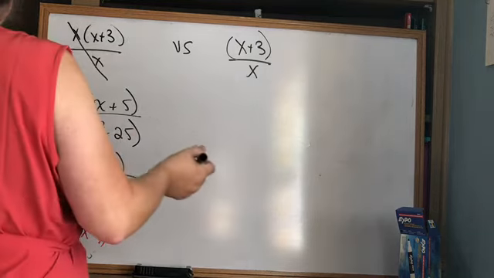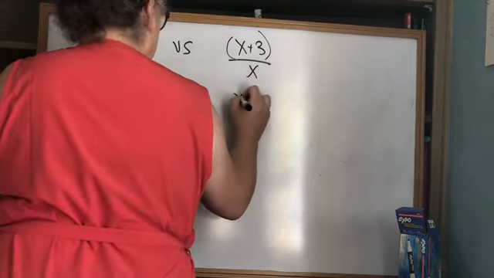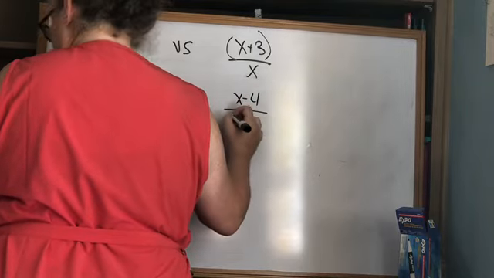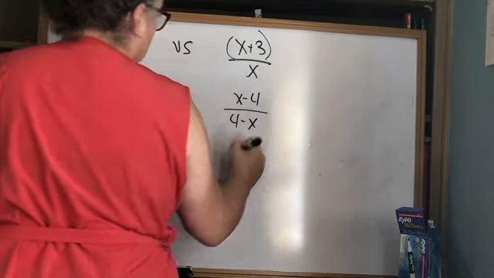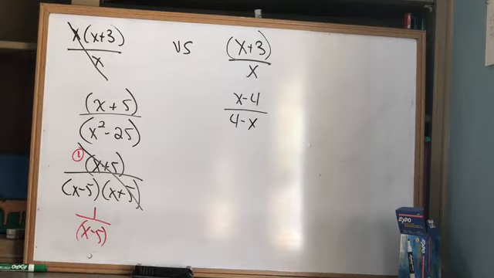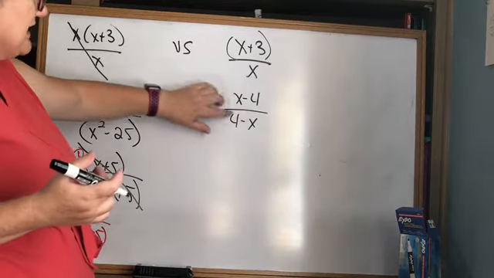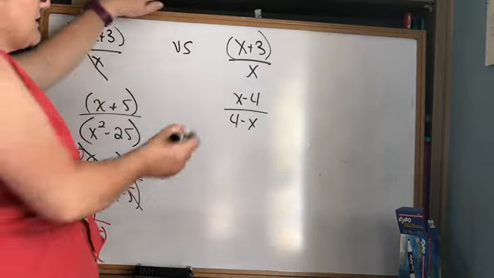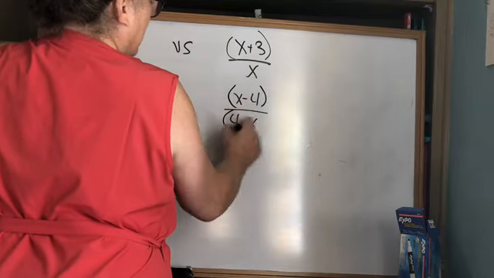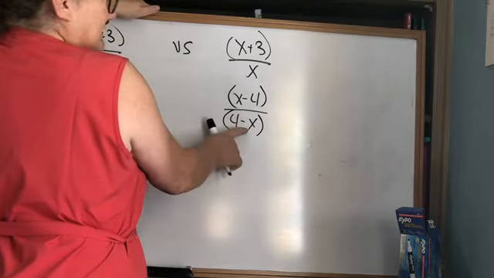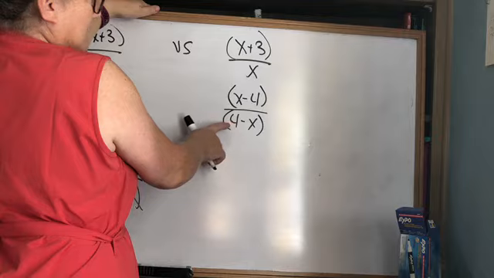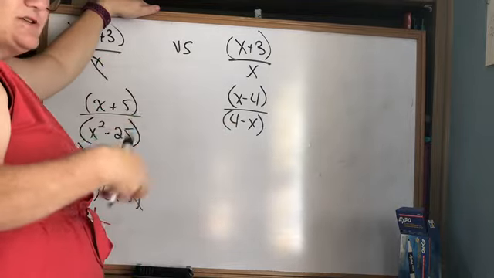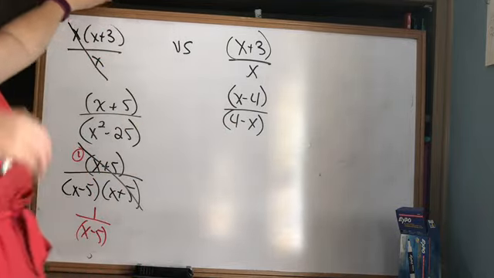Okay, last but not least, we have x minus 4 over 4 minus x. These look very similar, but they're not exactly the same. We have an x, yep. We have a 4, yep. But remember, these have to be identical. We have to have a positive x, that's a negative x. We have to have a negative 4, that's a positive 4. So what we can do is rewrite these or write equivalent forms.